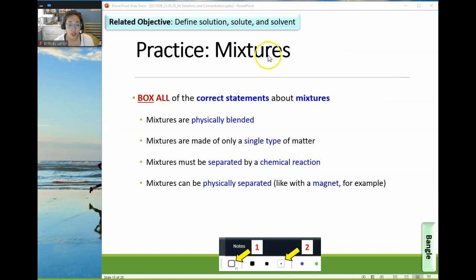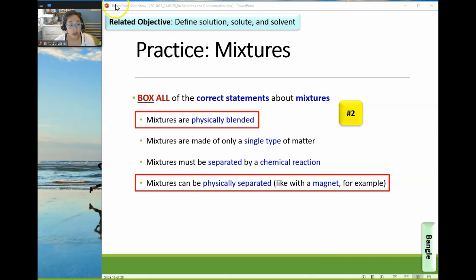All right, so at this point you should be able to answer this question. It says box all of the correct statements about mixtures. Here are your options. Mixtures are physically blended. Mixtures are made up of only a single type of matter. Mixtures must be separated by a chemical reaction. Mixtures can be physically separated, like with a magnet, for example. Go ahead, pause the video, think about the correct answers here, and then continue on when you feel like you have a good answer.